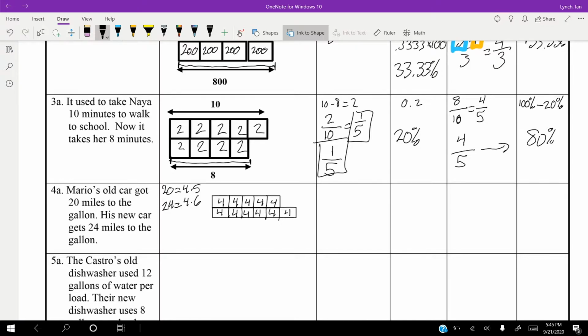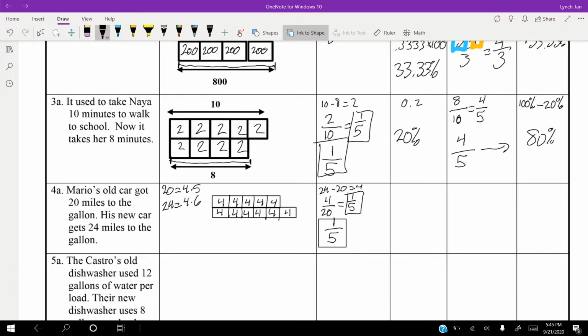Now we need to look at our fraction change. So I'm going to do this both ways. 24 minus 20 gives us 4. So 4 divided by 20 gives us, well, would you look at that? It's 1/5 again. Now the other way to look at this is we have 5 original boxes and we're adding 1 more. So again, we should have 1/5.